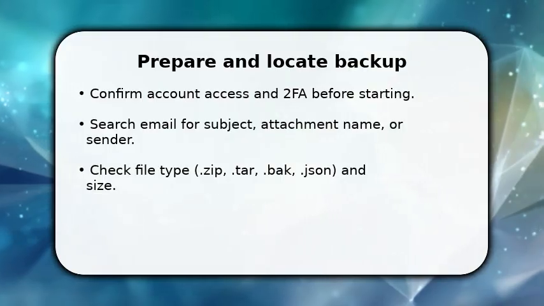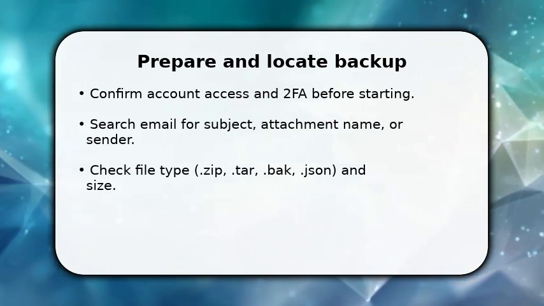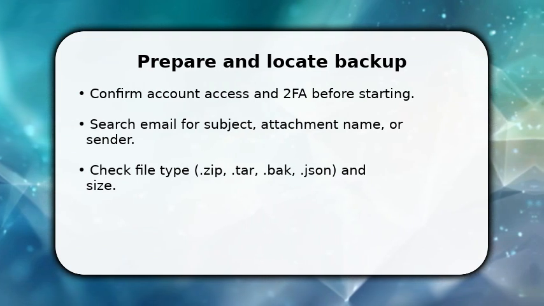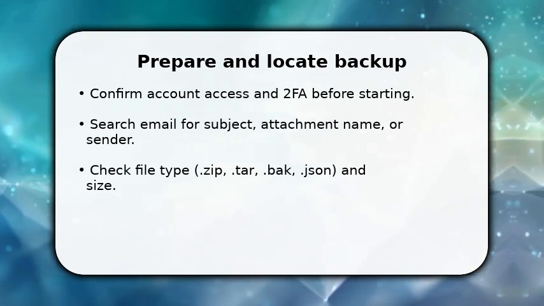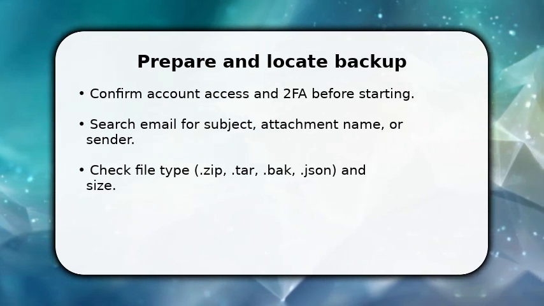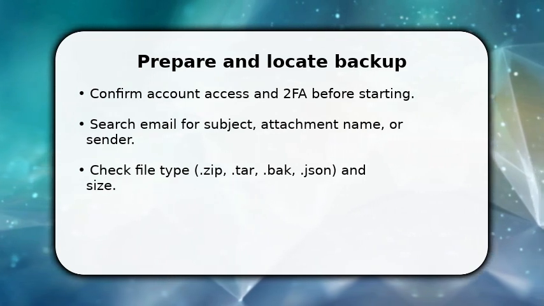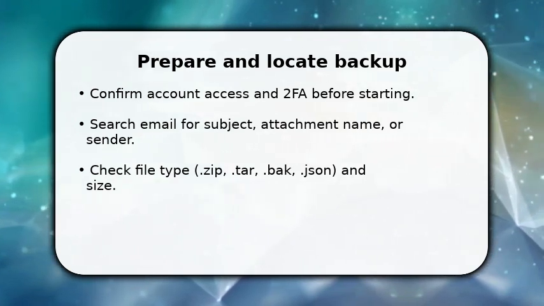You begin by confirming you can access the email account and any two-factor method. This prevents lockouts mid-restore. Once logged in, search for the exact backup subject, sender, or file name so you don't grab the wrong file. Make sure you identify the file type and size. This tells you how to handle extraction and whether you need more storage space locally.